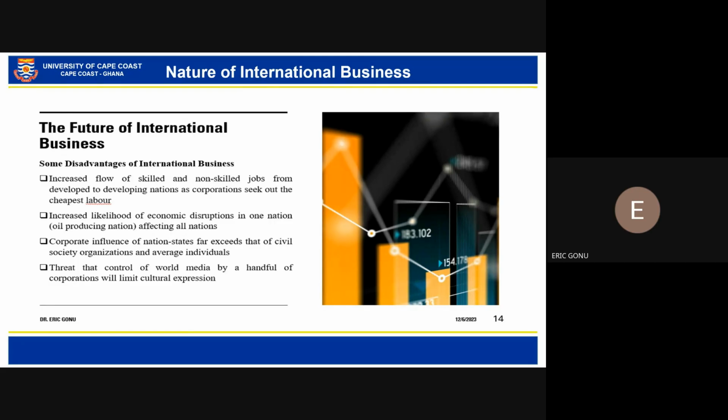And so for this company, they're only interested in what they want. It's because of international business. Then there is the threat of control of world media by harmful corporations, and that will limit cultural expression.